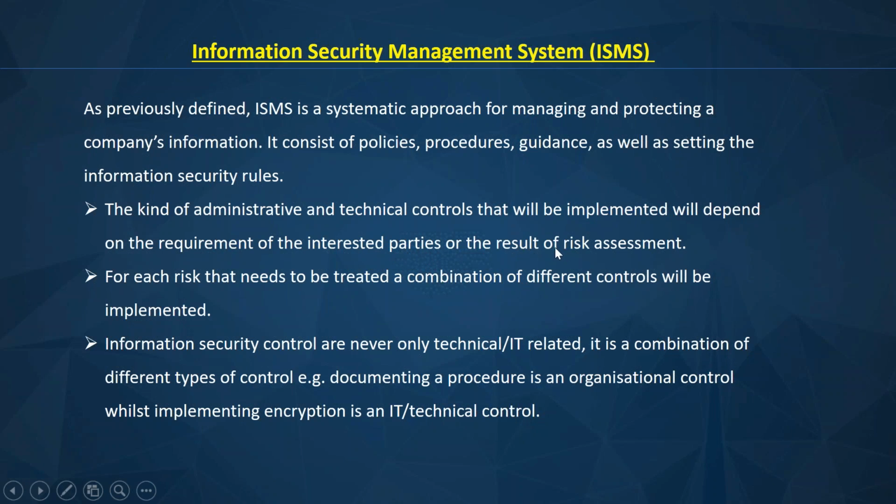Like I said, the core part, the main work in implementing ISMS is risk assessment, risk management. So the result of that risk assessment is what will determine the kind of controls that you need to implement. For each risk that needs to be treated, a combination of different controls will be implemented. I'm going to tell you what risk treatment is all about. Risk treatment: you could accept a risk, you could transfer a risk, you could share a risk, you could avoid a risk. When we get there, I will explain all these terms. You will know what it means to treat a risk.